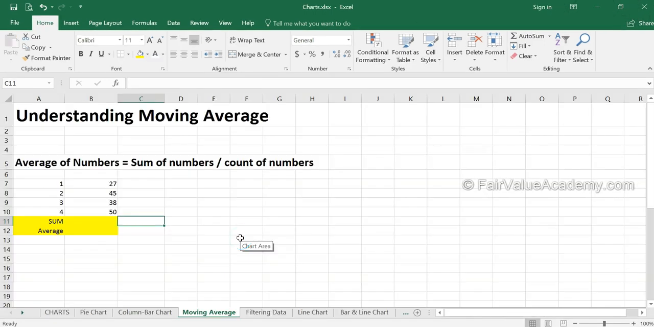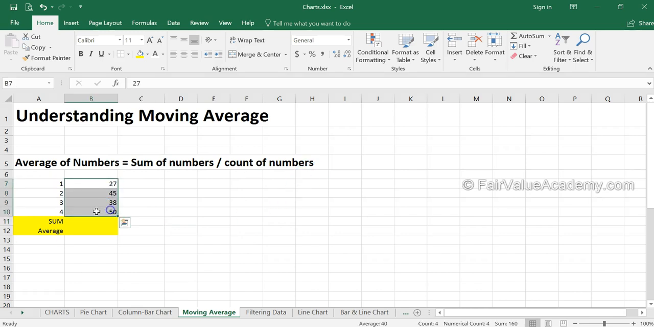Hello and welcome. In this session, we will understand what is a moving average trend line. For that, first I will quickly explain how average is calculated. Please bear with me if you already know about this. So, average of numbers is basically sum of those numbers divided by count of numbers.